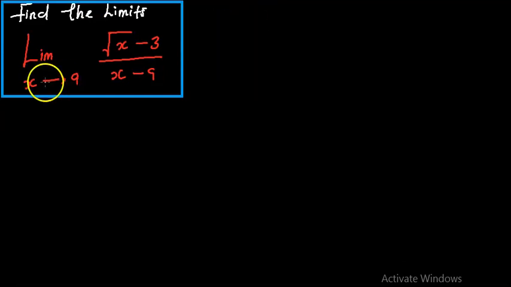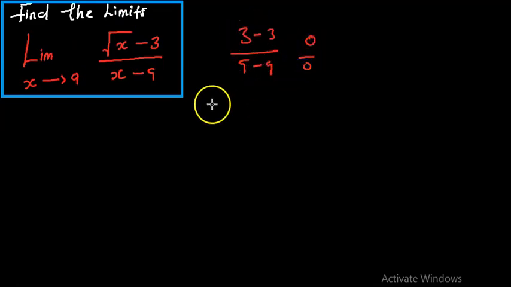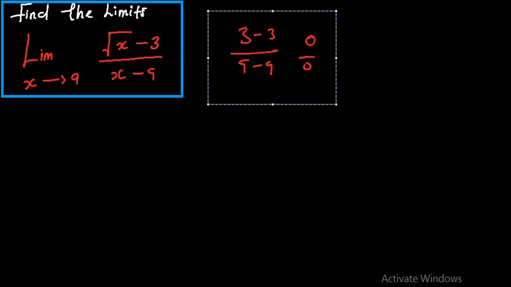Direct substitution. Limit as x approaches 9, we're going to be replacing x with 9. This is simply going to be square root of 9 minus 3, divided by 9 minus 9. Square root of 9 is 3, 3 minus 3 is 0, and 9 minus 9 is 0. And this is not what we need.